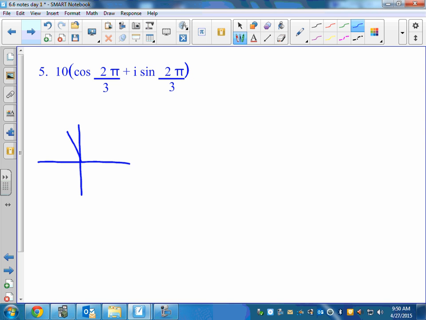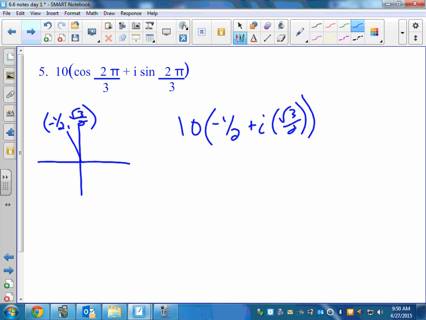2 by 3rd. So that would be 10 times negative 1/2 plus I times radical 3 over 2. So that would be negative 5 plus 5 radical 3. I like to put the I in there. Do you agree with that? Pretty much, yeah. So you can put the I out here if you want.